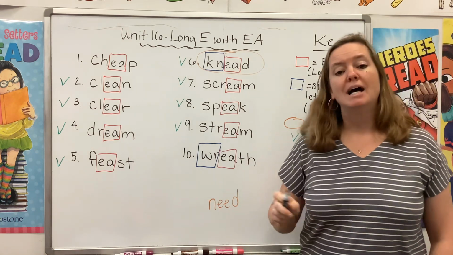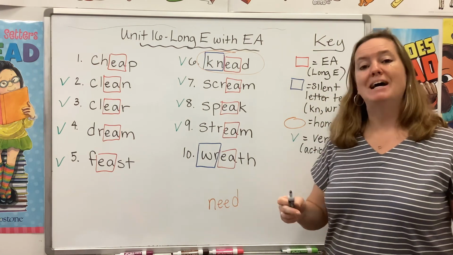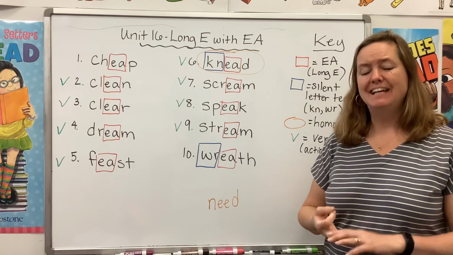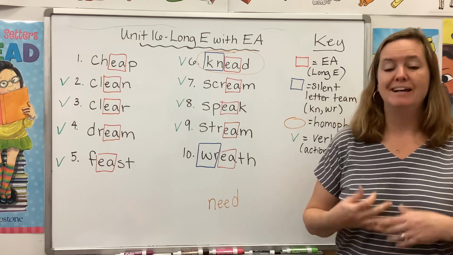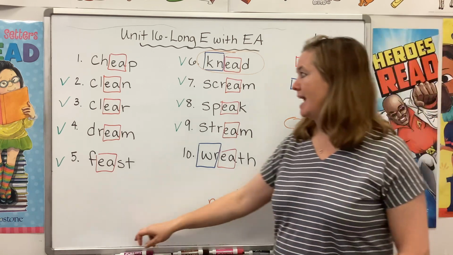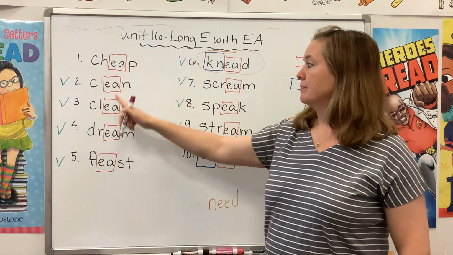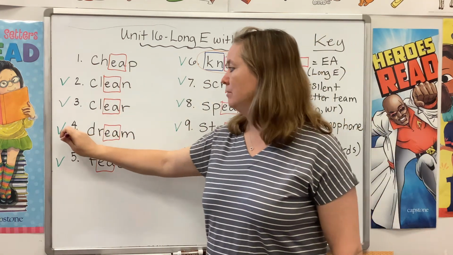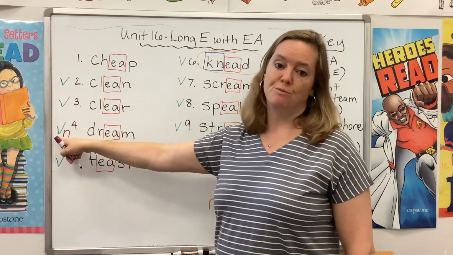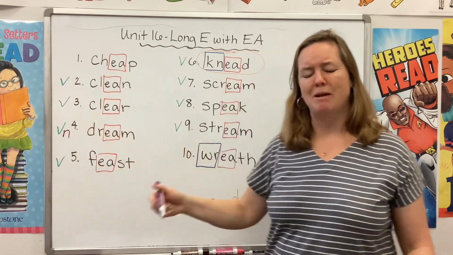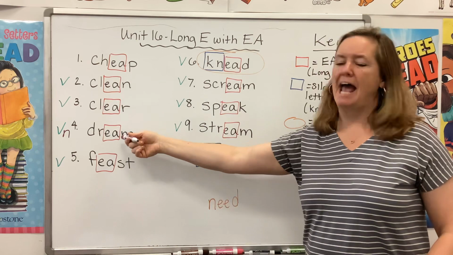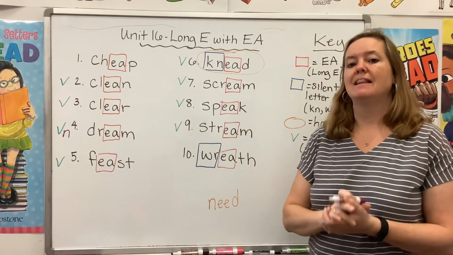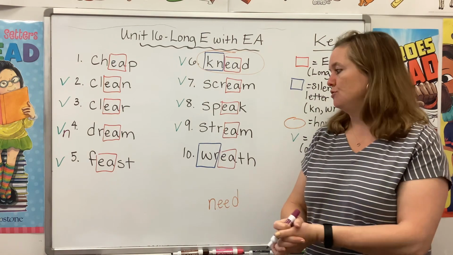All right, now let's look for some nouns. Remember, nouns can be people, places, things. If you can touch it, if you can draw it, it is definitely a noun. So, a dream can be a noun, right? When you dream, you have a dream. Now I know you can't touch it, this is more of an abstract noun, but it's still a thing. You can have a dream.